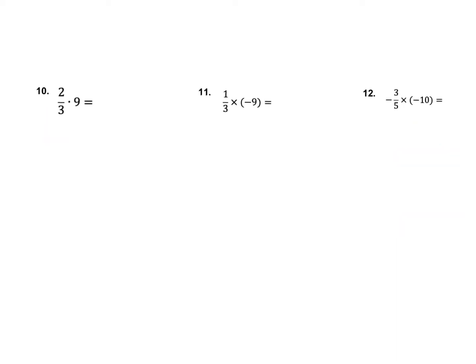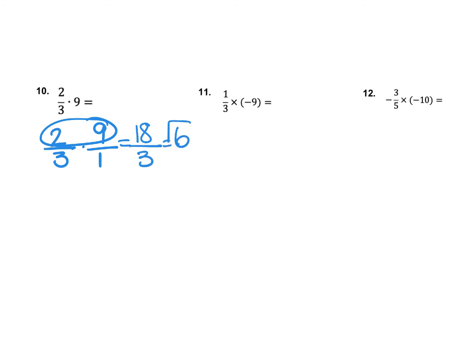Number 10, we have 2/3 times 9. Again, either you can plug this into your calculator or set it up as a fraction, and remember when you make a whole number a fraction, just put it all over 1. Top number times top number, bottom number times bottom number. So I'm going to have 18. And 3 times 1 is 3, and that's going to give me then a 6.